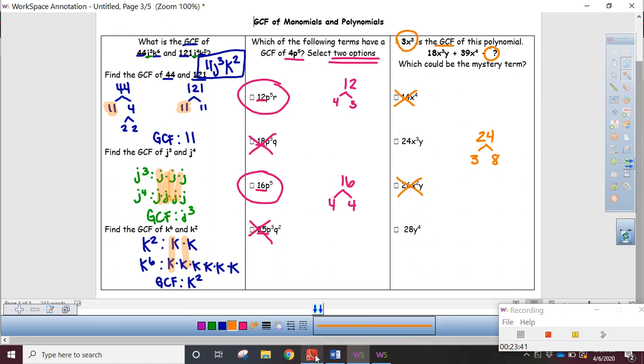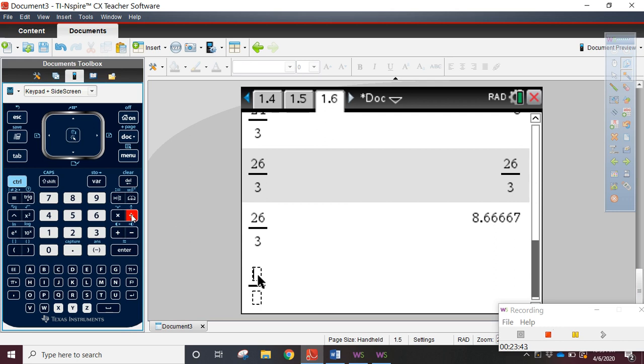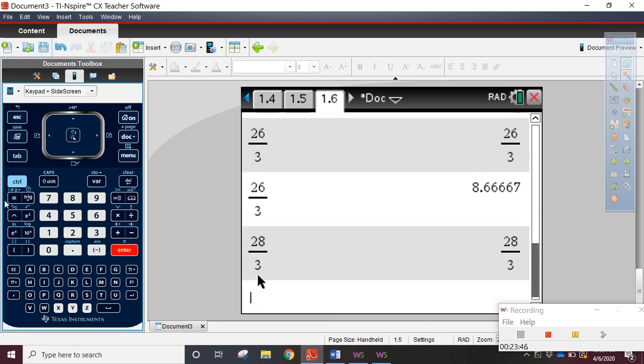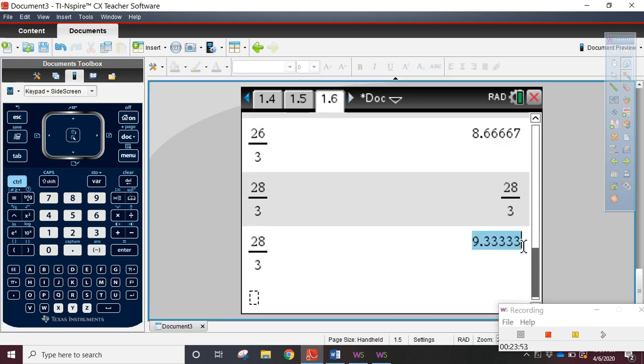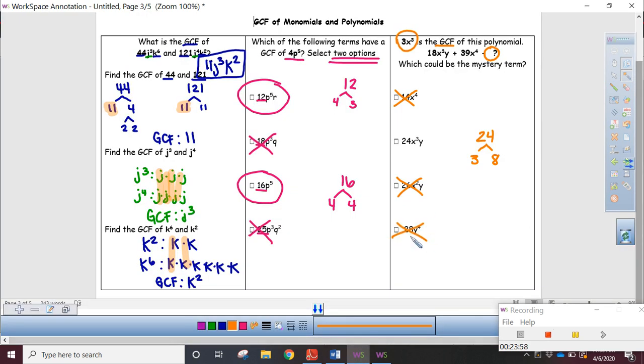Then let's check the last one, 28. So 28 divided by 3. Let's check to see if that is divisible by 3. And we see here that it does not evenly divide. It gives us a decimal. So since it does not evenly divide, 3 is not a factor of 28.